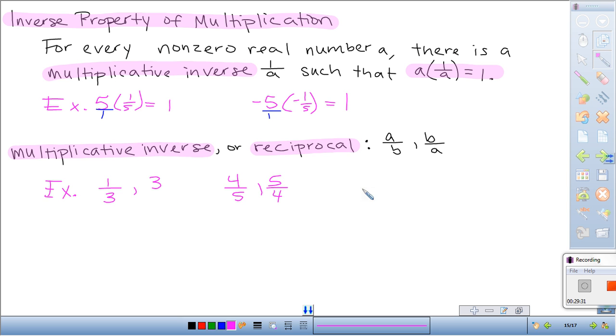Same thing over here. Or maybe you have 2/3 and 3/2. 2 times 3 is 6, 3 times 2 is 6, 6 divided by 6 is 1. These are all multiplicative inverses, so they're just flipped around. They're all the reciprocals of each other.